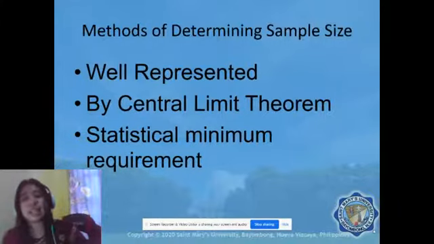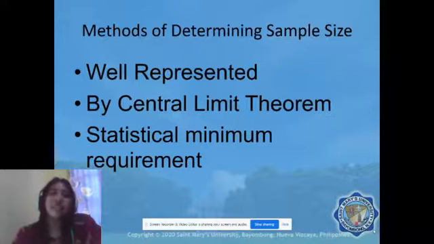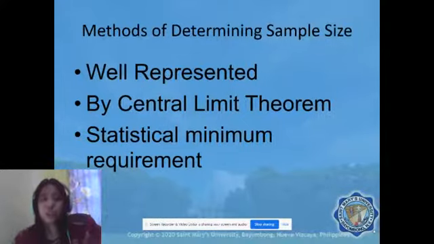However, in case you have a problem that deals with a comparison between male and female, then of course you also need to make sure that the number of males is at least 30 and the number of females is also at least 30.